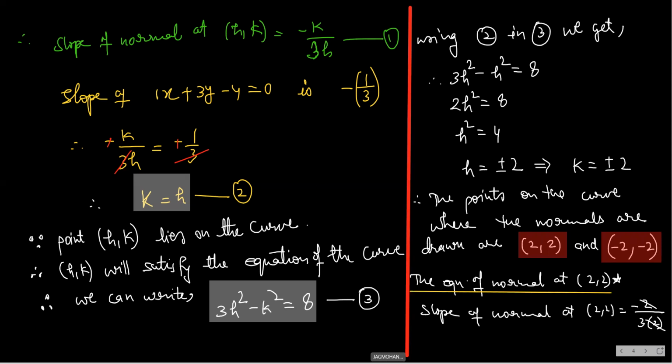So what I'll have to do is, first I'll have to find the slope of the normal at 2, 2. So here is the slope. See, this is the slope. Negative k upon 3h is the slope. So I substitute k as 2 and h as 2. So I will get minus 1 by 3. Okay, see, negative k upon 3h. So negative 2 upon 2 into 3, I'll get minus 1 by 3.